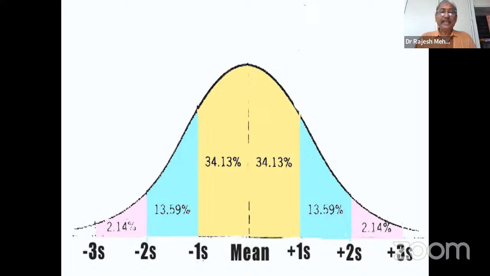Usually, any parameter you take on a human being or any living being, most of the time you will get this kind of curve. If we think of height, for example, most adults will have a height of 5 feet, 6 feet, or 4 feet 6 inches. But adults with a height of 7 feet or 8 feet will be much fewer, somewhere on the side. Adults with a smaller height, 2 feet or 3 feet, will be still fewer. But the maximum people will be around the mean.